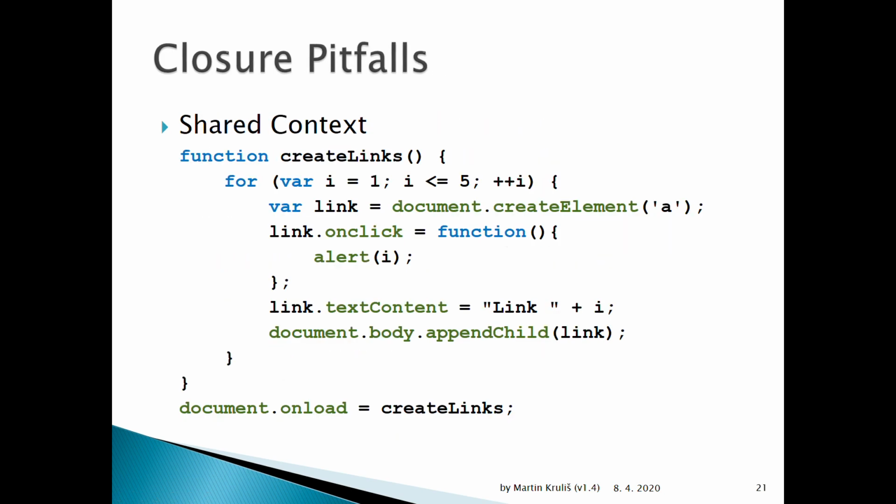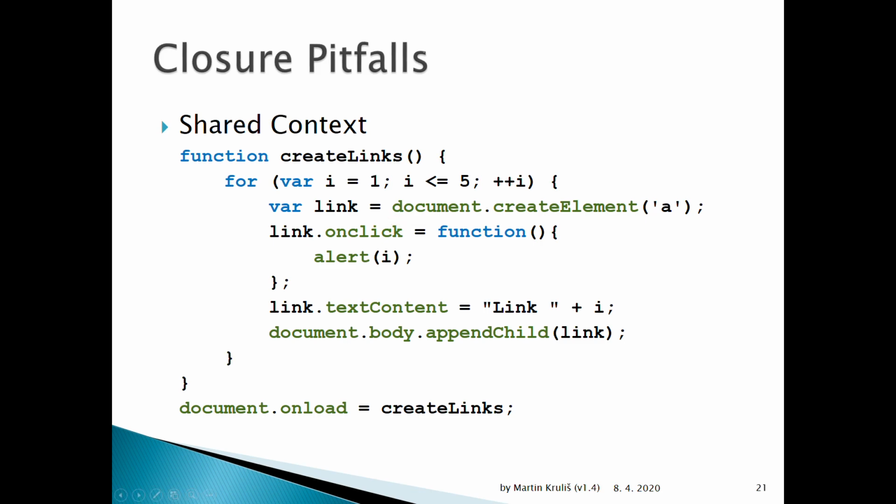Since this closure context is somewhat difficult to grasp and sometimes it's not correctly wielded by programmers, I would like to share a few pitfalls, examples. I believe you've already seen this one. It's called shared context. In this case we have this create links function which is supposed to create 5 hyperlinks and equip them with a callback function for the onClick DOM event.